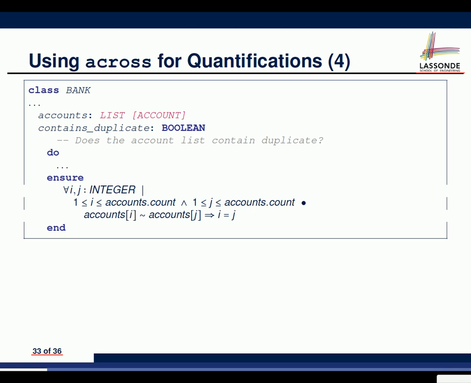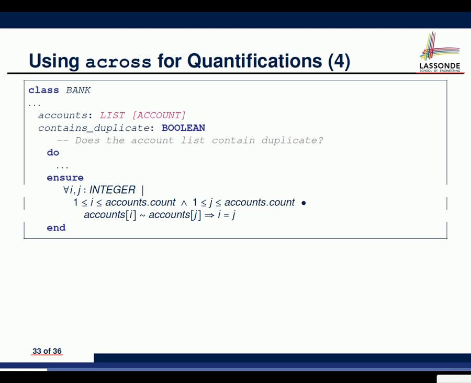In math, it's very easy. You just use one single quantification. However, in Eiffel, after all, it's a programming language. You cannot use a single across to have 2 dummy variables, like a 2 cursor. You cannot. So what can you do instead? You have to use nested.